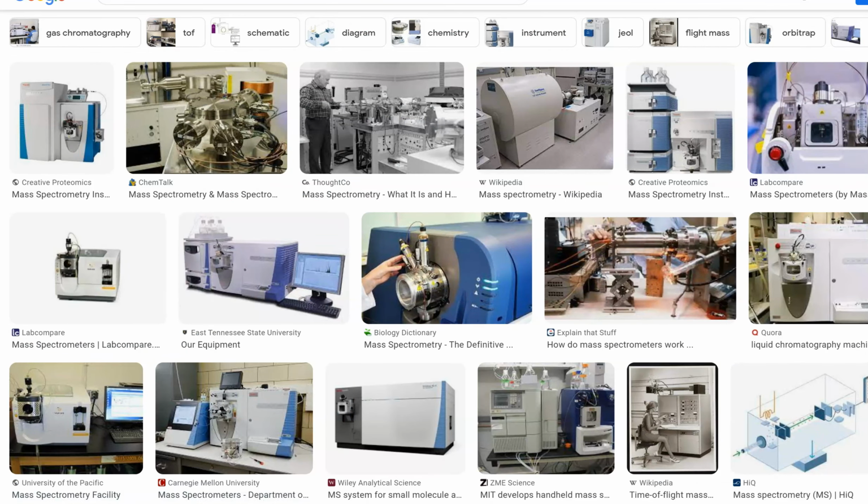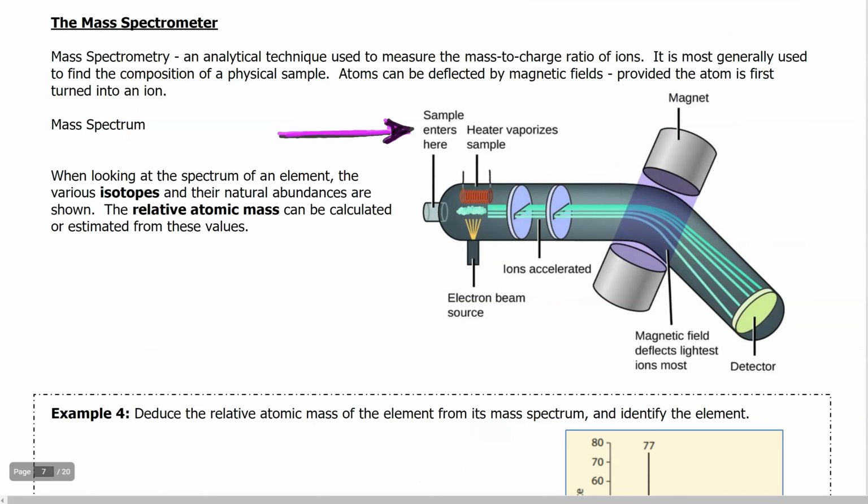IB doesn't really want you to be able to use these, because obviously you're not going to have access. They just want you to understand a little bit about it and then be able to do some simple math. So let's take a look at it.